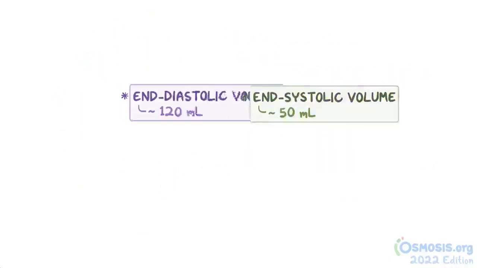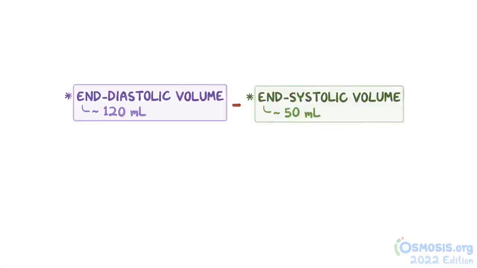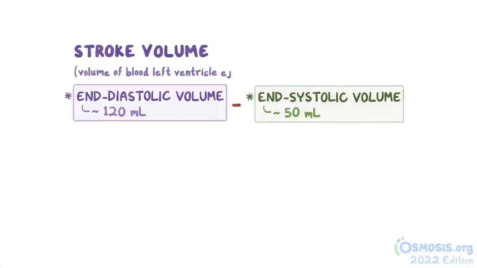So end diastolic volume minus end systolic volume gives us the stroke volume, which is the volume of blood that the left ventricle ejects with every heartbeat, or stroke. In this case, the stroke volume is 120 minus 50, which equals 70 milliliters.